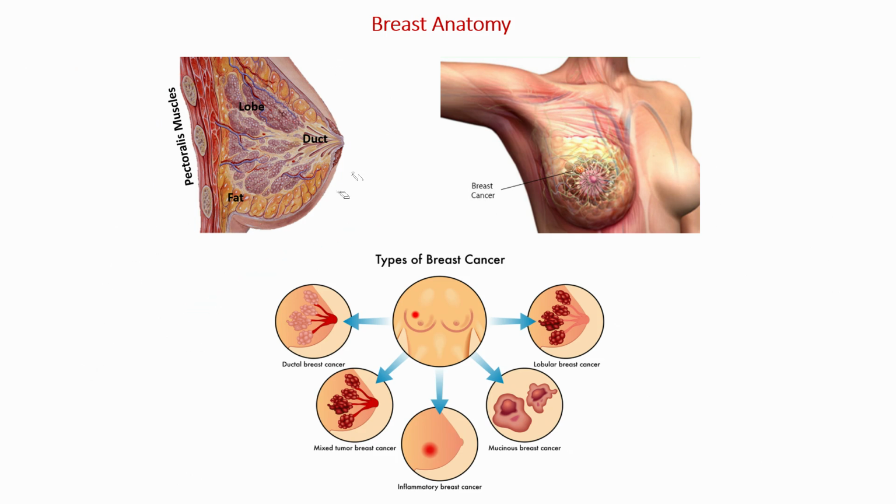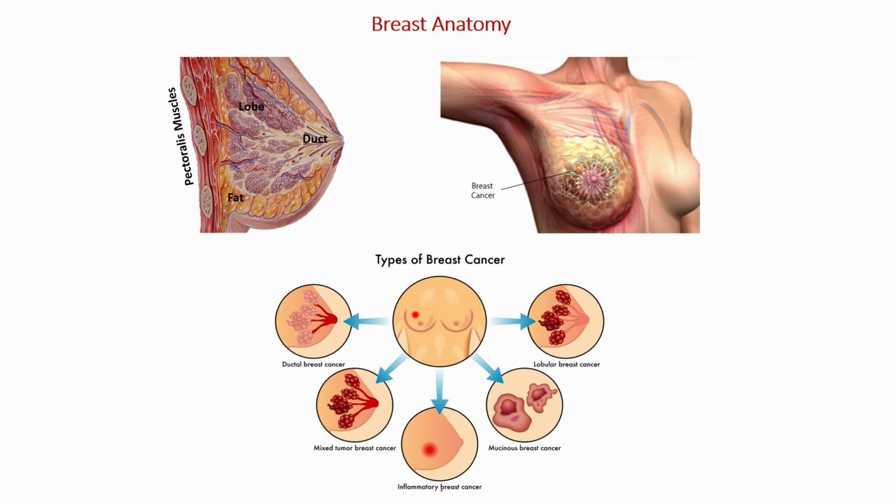Now, depending on the type, if there is a cancer in the duct, then it is called ductal cancer. If the cancer is in the lobe, then it is called lobular cancer. If the cancer is in the duct as well as the lobe, then it is called mixed tumor cancer. If there is an inflammation in the breast, we call it inflammatory cancer, and if there is mucus, then we say mucinous breast cancer. So, you understand these are the types of breast cancer: ductal, lobular, mixed tumor, mucinous and inflammatory.